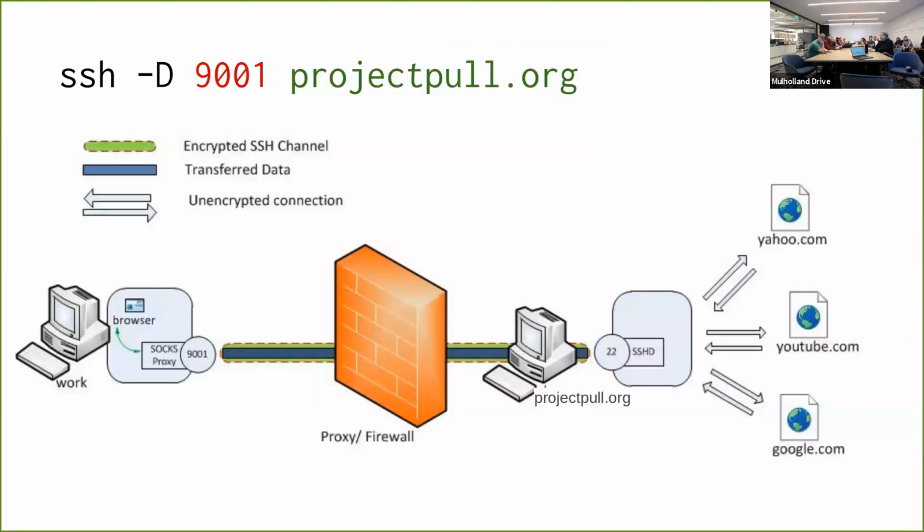The command line option is -D for dynamic port forwarding. There are some other port forwarding options, but D is probably the one that's going to be most useful. You can also do it in reverse if you want to get into a network and then access internal sites. You can do that as well. I think the flag is -R, and you can look up the syntax.